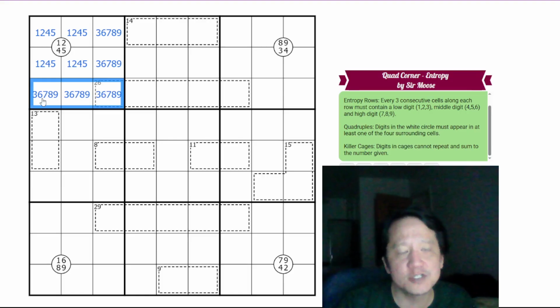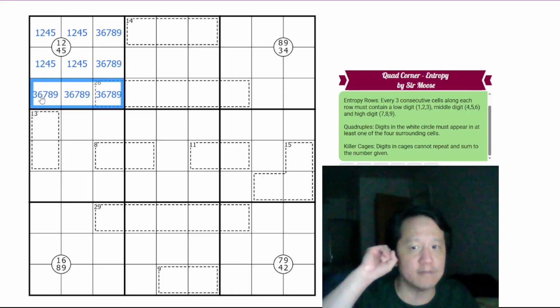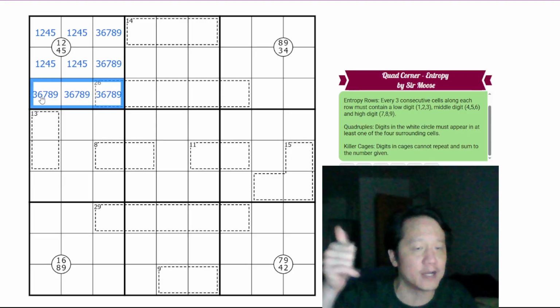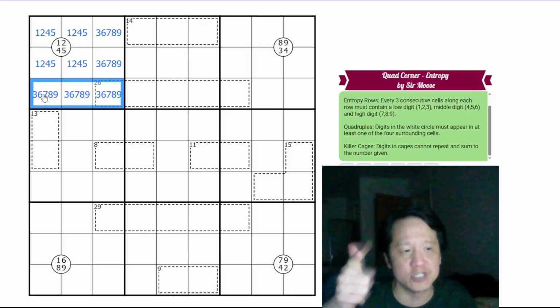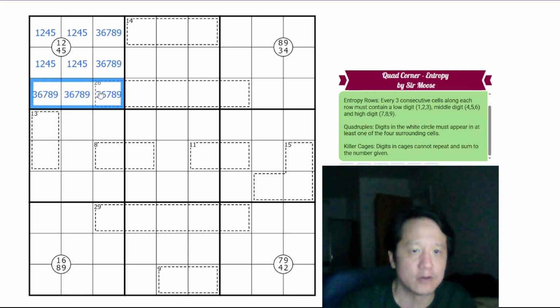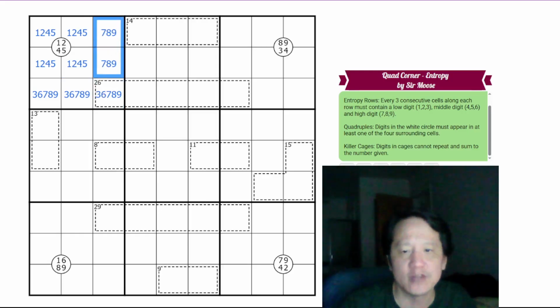Well, these 3 cells have to contain one middle, one low, and one high digit, which means the 3 and the 6, which are the only low and middle digits left, have to be here. So this cannot be 3 or 6 here. It has to be 7, 8, or 9. So both of these are high.